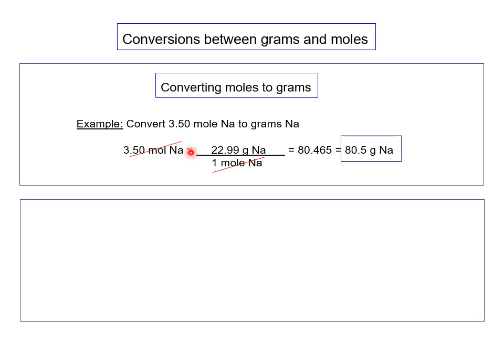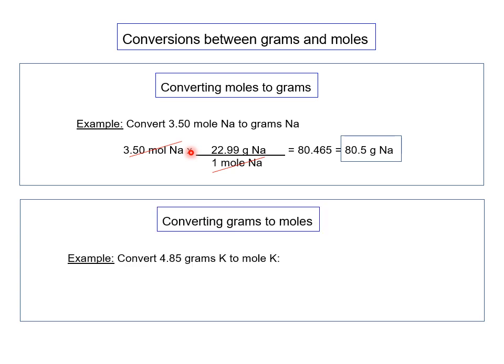Now let's look at the reverse. Let's convert grams to moles. This time we're given grams. We have 4.85 grams of potassium, and we're asked to find how many moles of potassium that's equal to. Always think about the answer and whether you expect it to be more than 1 or less than 1, the ballpark of the answer.